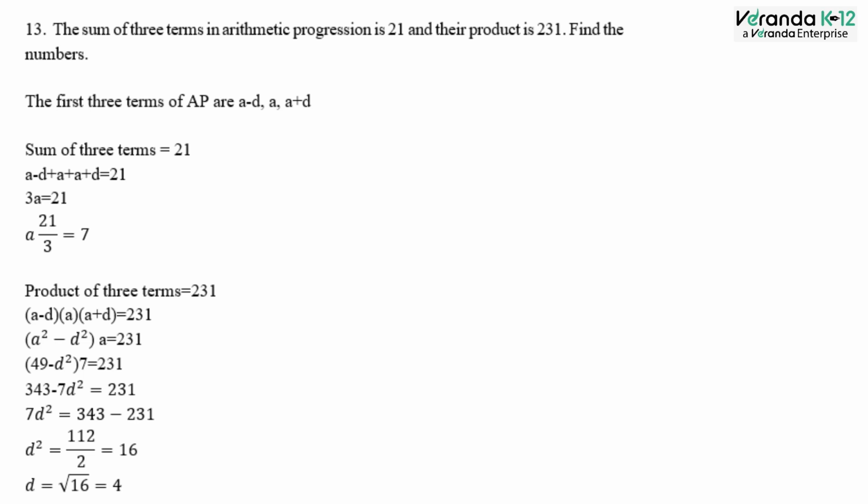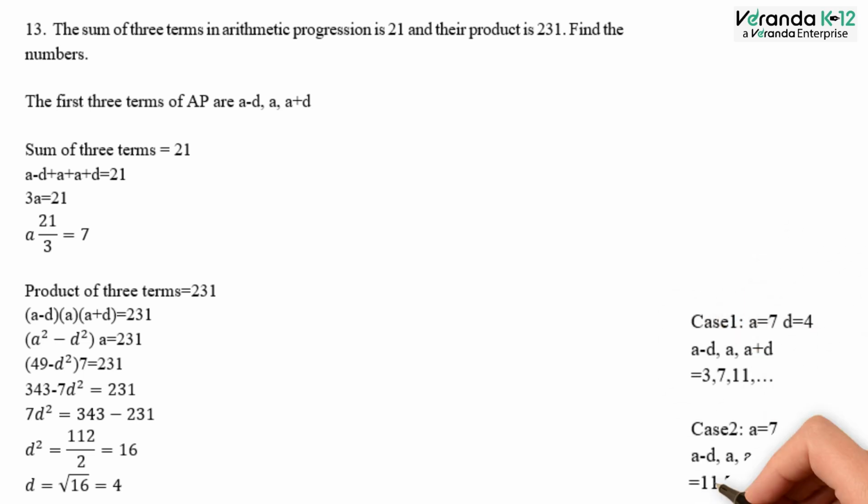The product of the 3 terms is 231, which is (a − d) × a × (a + d) = 231. On substituting the value of a as 7, we get the d value to be ±4. So case 1, we take a = 7 and d = +4. We get the arithmetic progression as 3, 7 and 11 and so on. Case 2, we take a = 7 and d = −4. We get a − d, a and a + d as the arithmetic progression 11, 7 and 3 and so on.